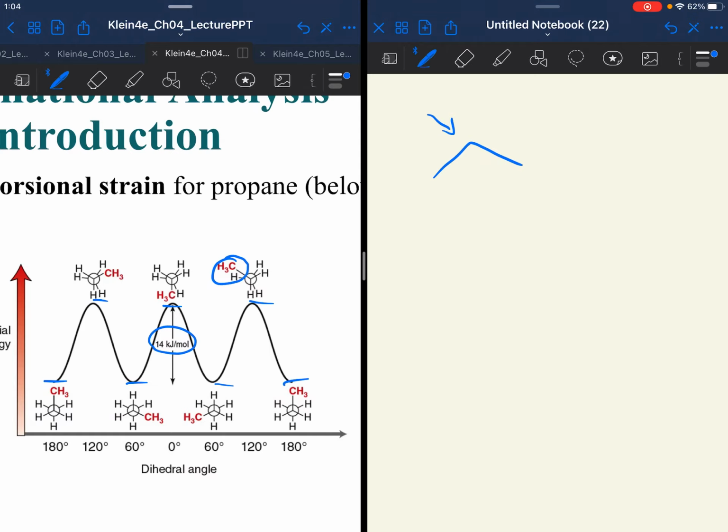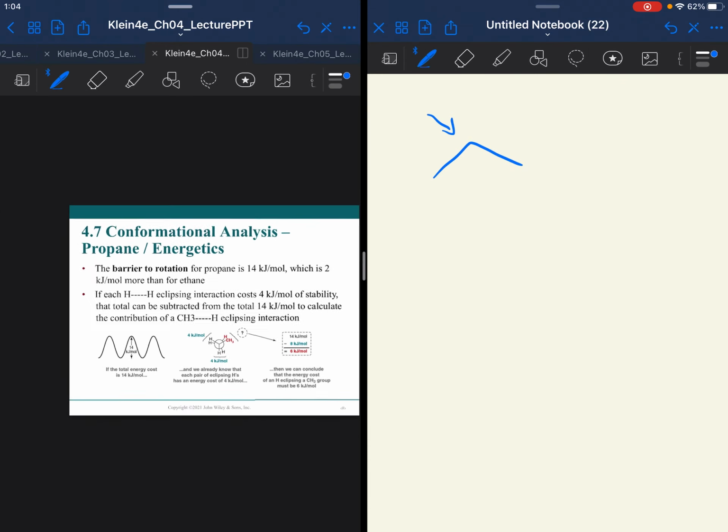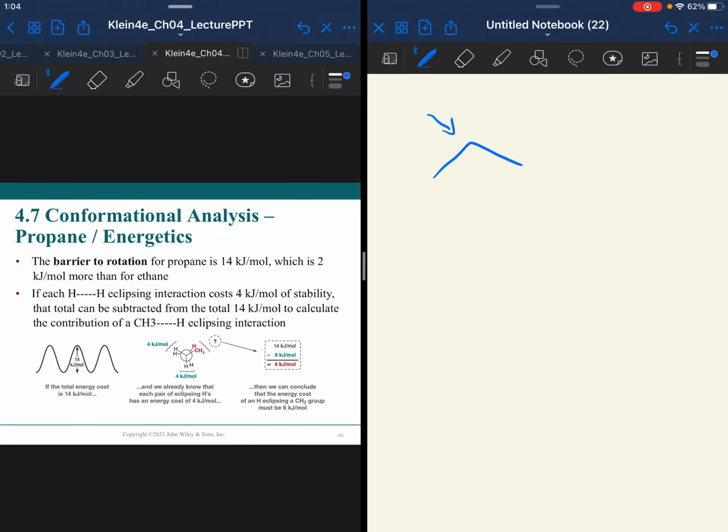So when the CH3 eclipses a hydrogen, you're getting a little bit more torsional strain. And so you can actually see the hydrogens covering each other or eclipsing each other has an energy increase of 4 kilojoules per mole. But the methyl group and the hydrogen has a difference of 6 kilojoules per mole. Again, the exact numbers I don't want you to focus on. I want you to focus on this trend. The larger the thing hanging off the carbon is, the bigger the torsional strain when it's eclipsed.